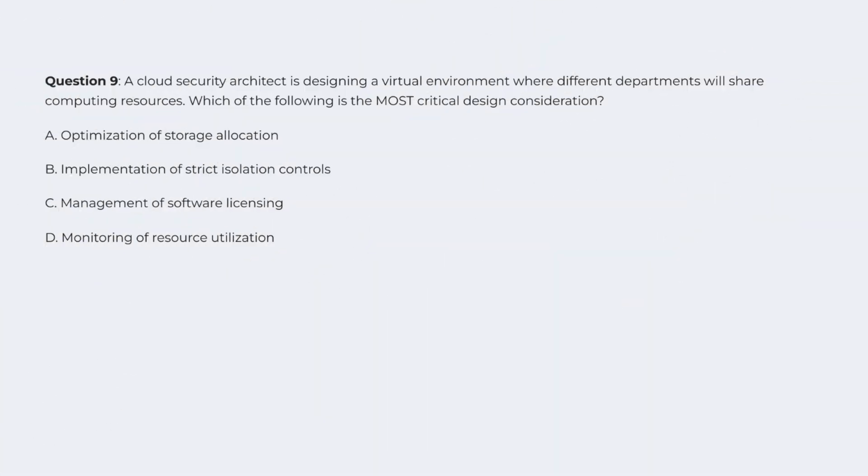Question number 9. A cloud security architect is designing a virtual environment where different departments will share computing resources. Which of the following is the most critical design consideration? A. Optimization of storage allocation. B. Implementation of strict isolation controls. C. Management of software licensing. D. Monitoring of resource utilization.